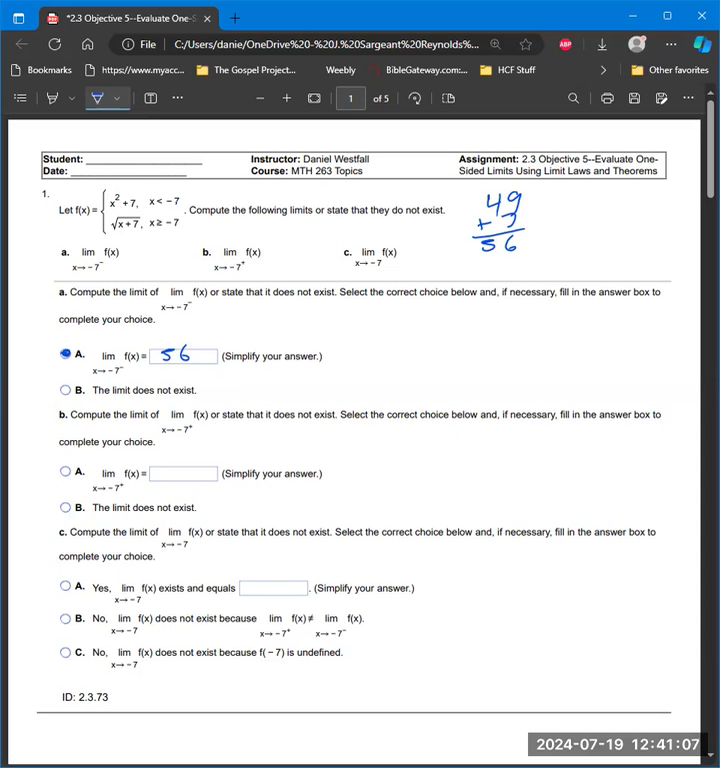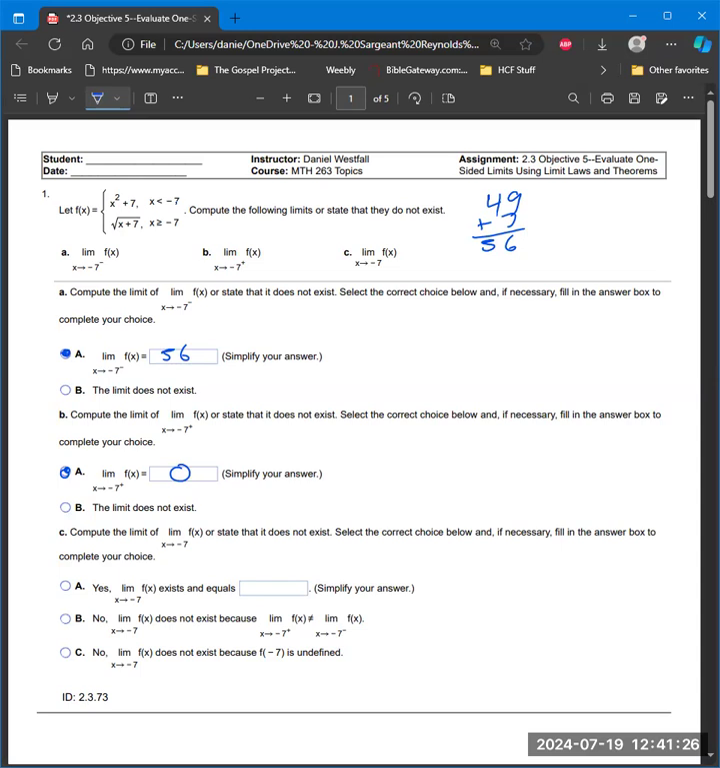And then as we approach from the right, we'll be on this piece where x is greater than or equal to -7. So we're going to stick -7 in for x here. -7 plus 7 is going to be 0, and the square root of 0 is 0.